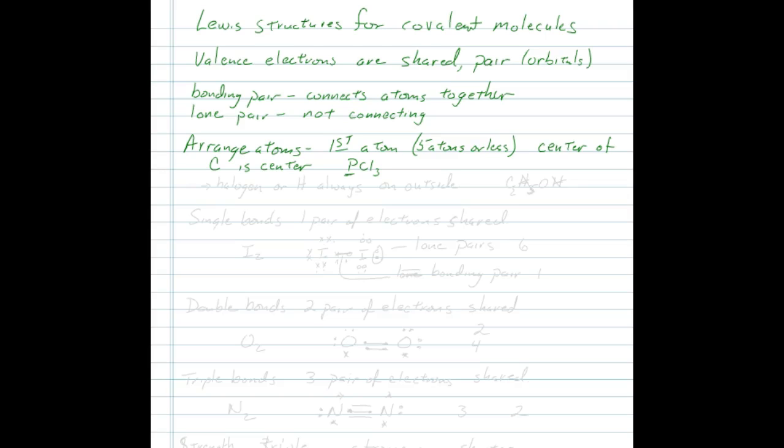If you have a halogen, fluorine, chlorine, bromine, iodine, or hydrogen, these are always on the outside. They don't go on the inside because they're dead ends. They usually will bond with only one atom. Now, for halogens there are some exceptions, but we don't cover that in this course.